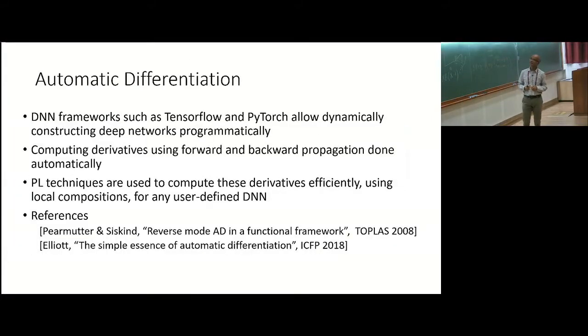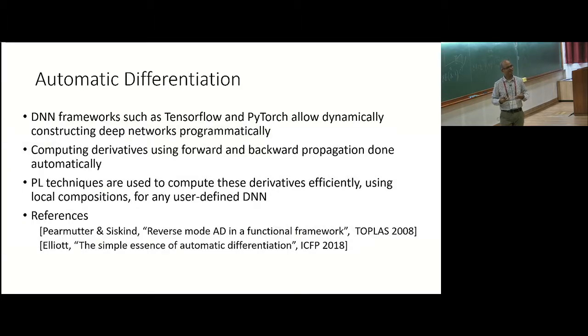There is a very interesting field called automatic differentiation. And it's a very important field because DNN frameworks like TensorFlow and PyTorch allow you, as a programmer, to write neural network architectures of very different configurations. And they automatically generate a training algorithm without you having to say what the gradient is.